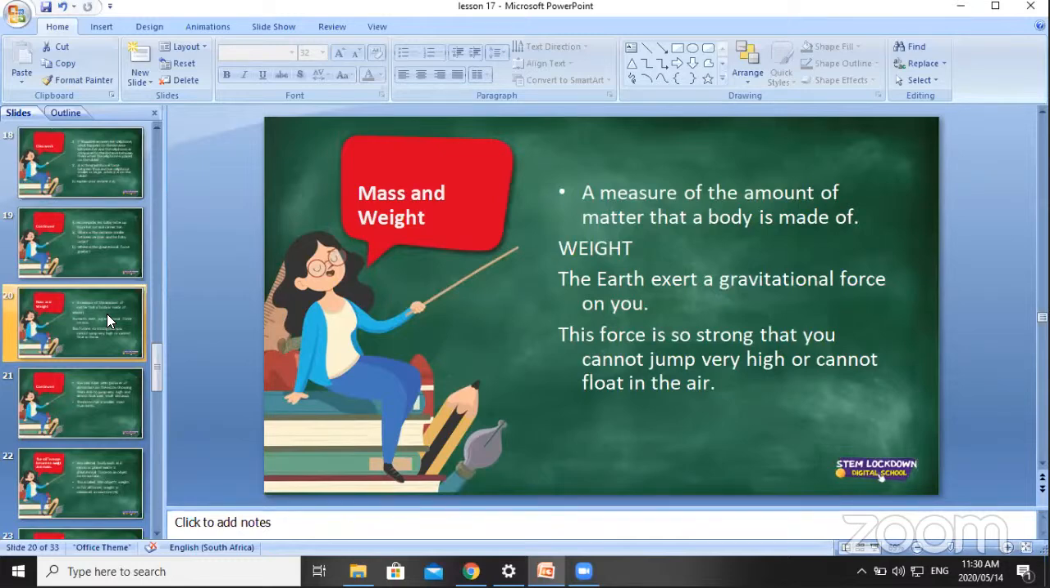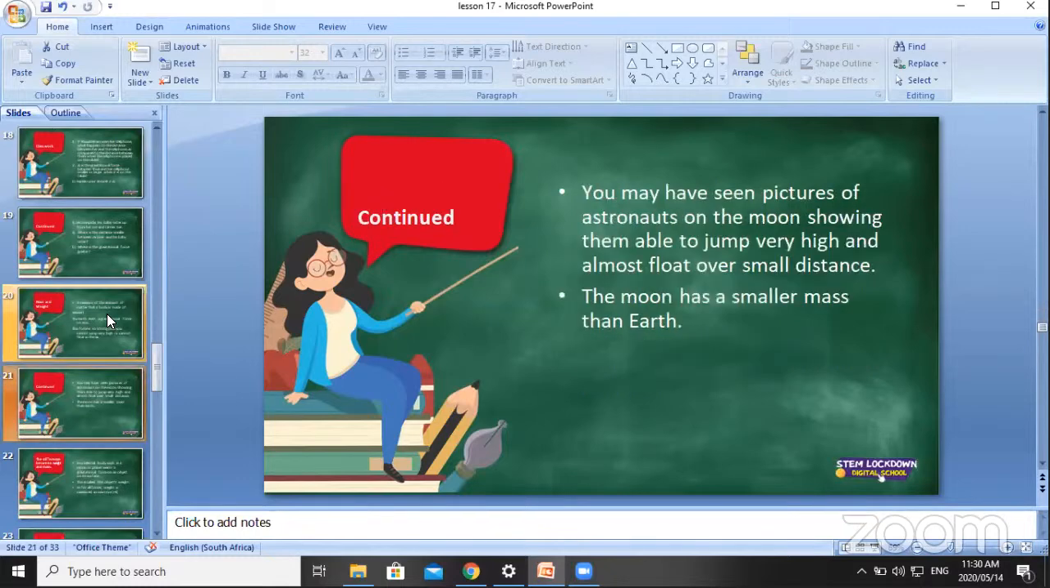Are we clear? And please, grade 9, look at the difference between mass and weight. Do not confuse the two. I will explain to you as we proceed why I'm saying that. You may have seen a picture of astronauts on the moon showing them able to jump very high and almost float over a small distance.